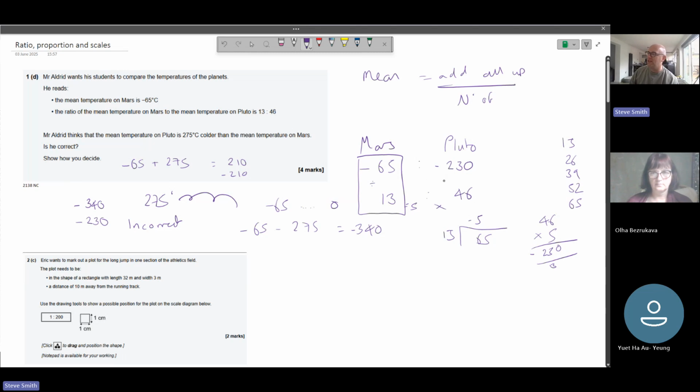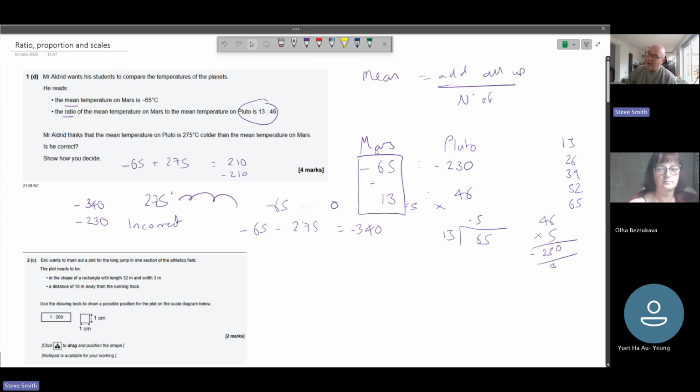So Mr. Aldridge is incorrect. A bit hit and miss that one, purely because the mean means nothing. So we don't have to know what the mean is. It just tells us it's the mean. And then we get into the math here when it talks about ratio. So the actual question is about that bit there. That's all you're looking at.